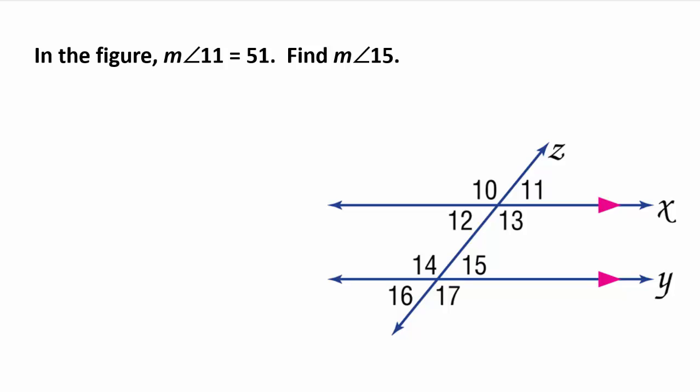In this figure, the measure of angle 11 is 51 degrees. We need to find the measure of angle 15. Let's first take a look at and find the relationship between angle 11 and angle 15. We can see that they are corresponding angles, and because they are across parallel lines, we know now that those two are congruent angles. So if we know one of them is 51 degrees, measure of angle 11, then angle 15 is also going to be 51 degrees.